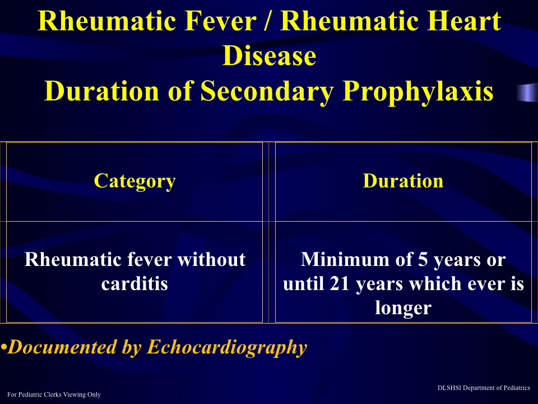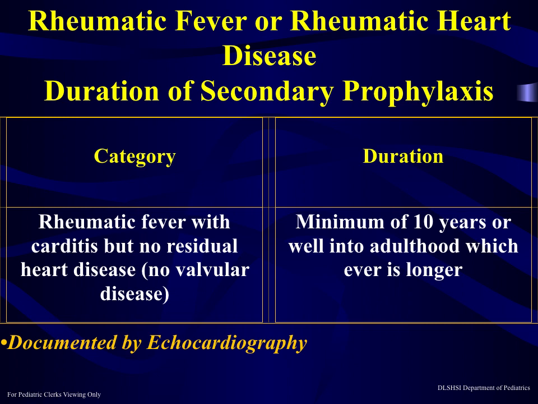Okay, now remember that there is what we call the secondary prophylaxis. So how do we categorize and determine the duration of treatment? For rheumatic fever without carditis, the minimum injection or taking of oral penicillin is 5 years or until 21 years, whichever is longer.